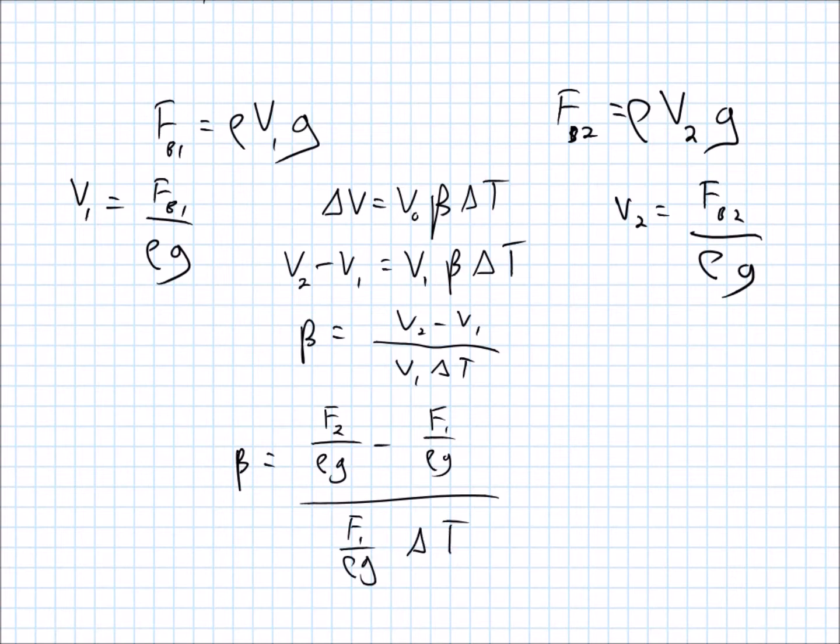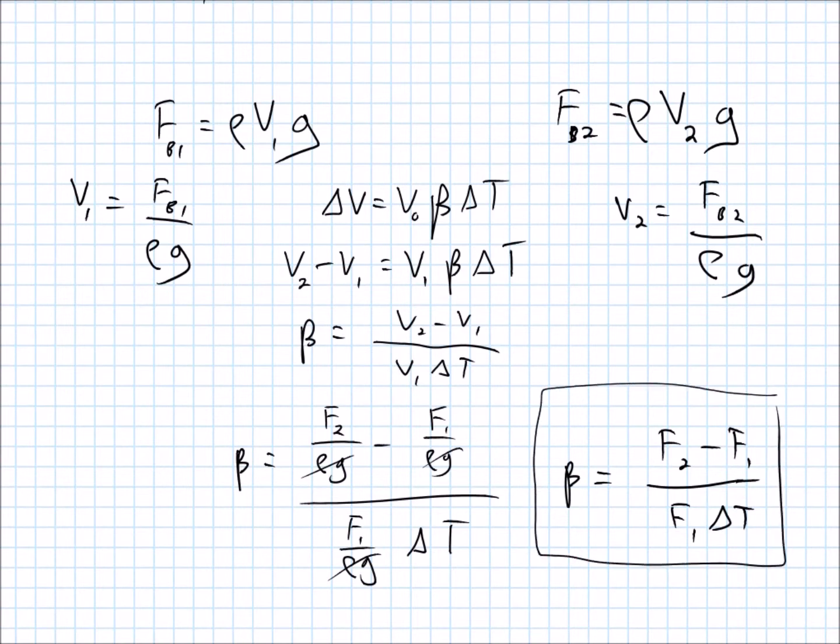Well, we don't know the density of the fluid. I don't think I mentioned it. Luckily, we have a 1 over rho g everywhere, and we can cancel it out. It divides out like that. And so beta ends up equaling F buoyancy 2 minus F buoyancy 1, over F buoyancy 1 times the change in temperature. And so that is our volumetric coefficient of thermal expansion. God, that's a long name for these things. There it is, whatever it's called.